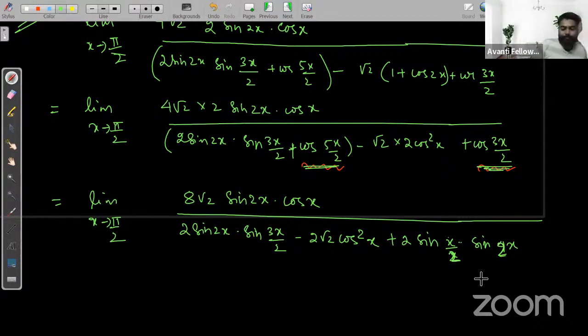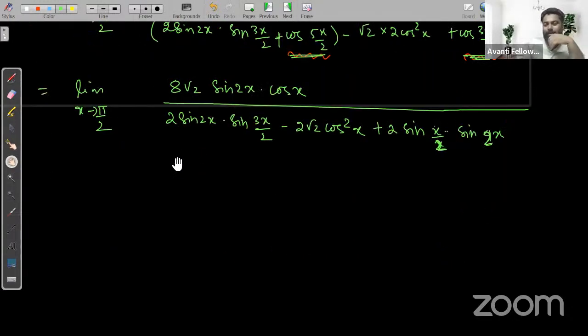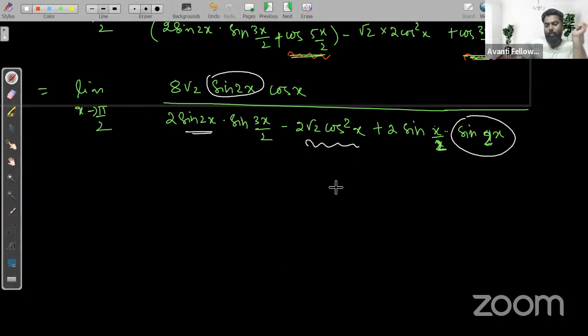Okay, fine. Till here we have solved this. Let's simplify it again. Let's see if any term is cancelled out from numerator and denominator. We have sine 2x in the numerator and sine 2x in the denominator, but in this term we are not having any sine 2x, that's why we cannot cancel it.